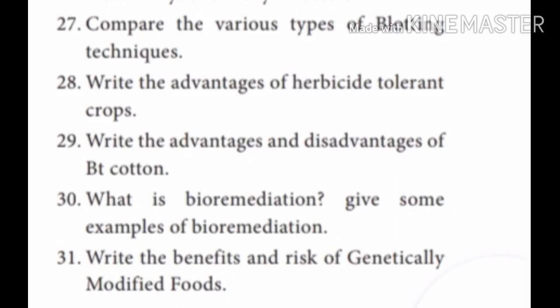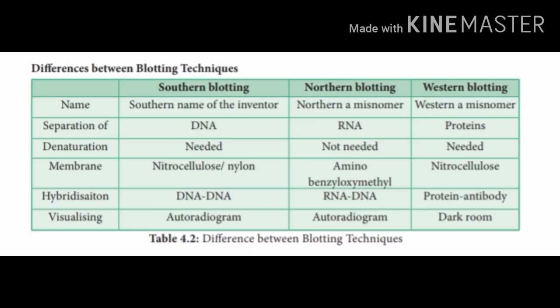Compare the various types of blotting techniques. This is a very important question which you find in the tabular column format. At the end of types of blotting, just refer to the table 4.2 and write this in your classwork and learn this as your answer. So you have Southern blotting, Northern blotting and Western blotting as different columns. Just read that for your answer.